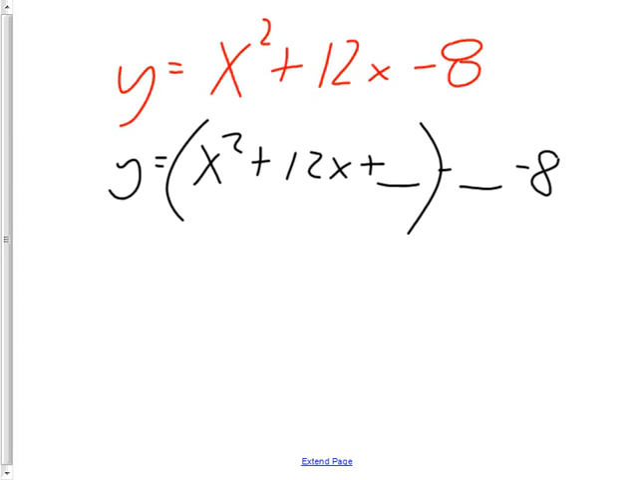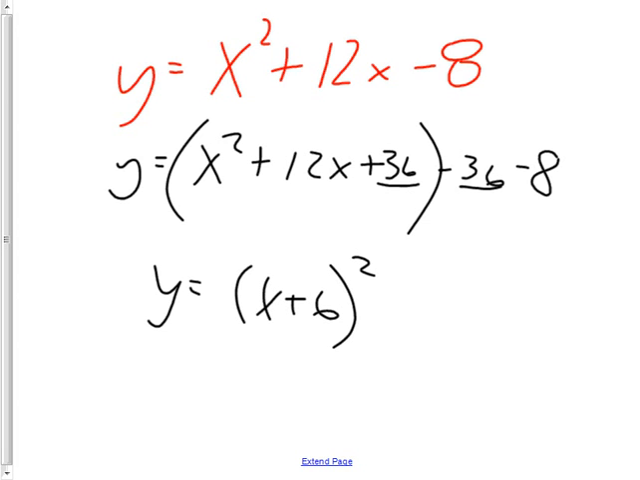Then what do you do now? Half and square. Half of 12 is 6, 6 squared is 36, and 36. Then y equals x plus 6 quantity squared. That goes together, negative 44. Raise your hand if you had that one right. Okay, good. Now, what happens when they get harder?